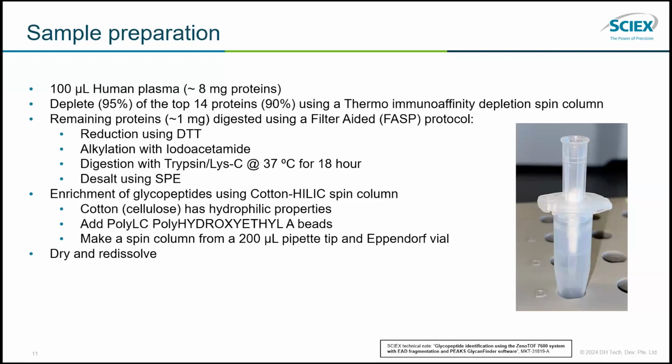So he showed me how to make these little spin columns from Eppendorf tubes and a pipette tip. You pack them with a mixture of cotton and hydrophilic stationary phase. The cotton actually has a very good affinity for specifically glycosylated peptides.